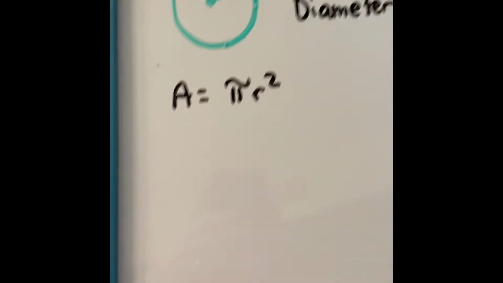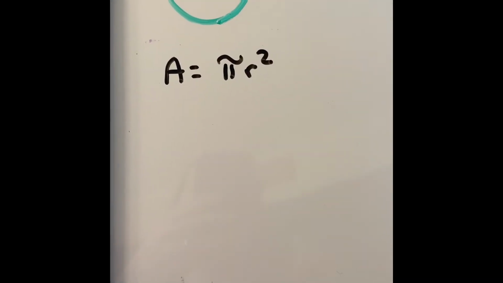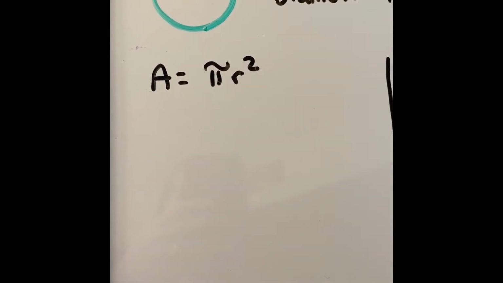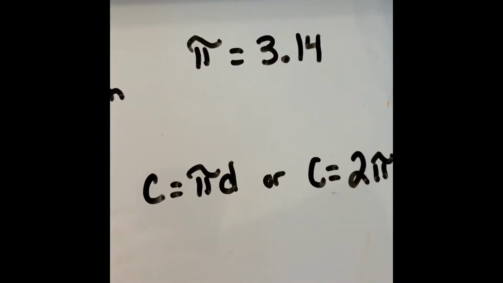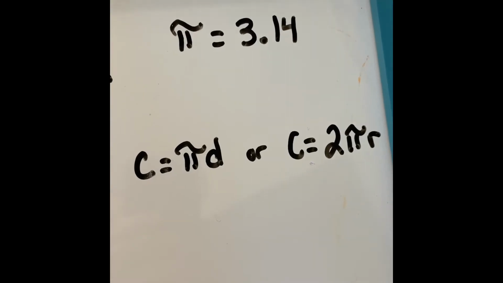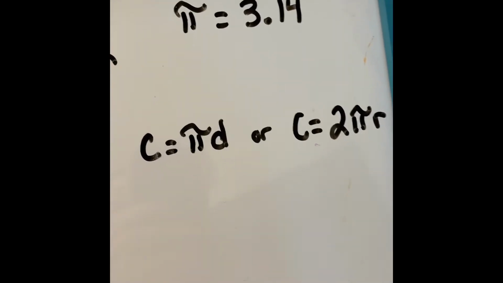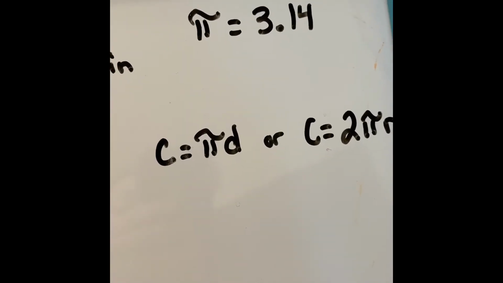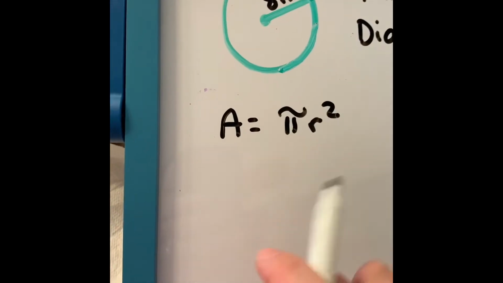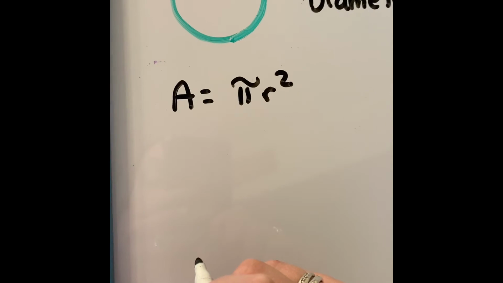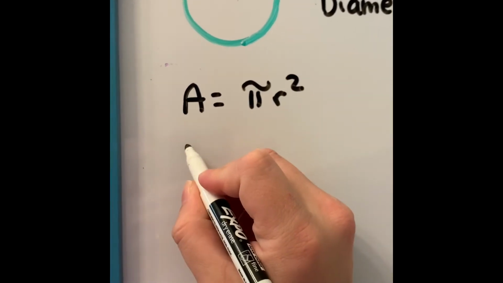Okay, we're gonna focus right now on area. So our formula for area equals pi times radius squared. And remember, pi equals 3.14. We're gonna be using 3.14 on our calculators when we use pi. So we always start by writing down our formula. A equals pi times radius squared.